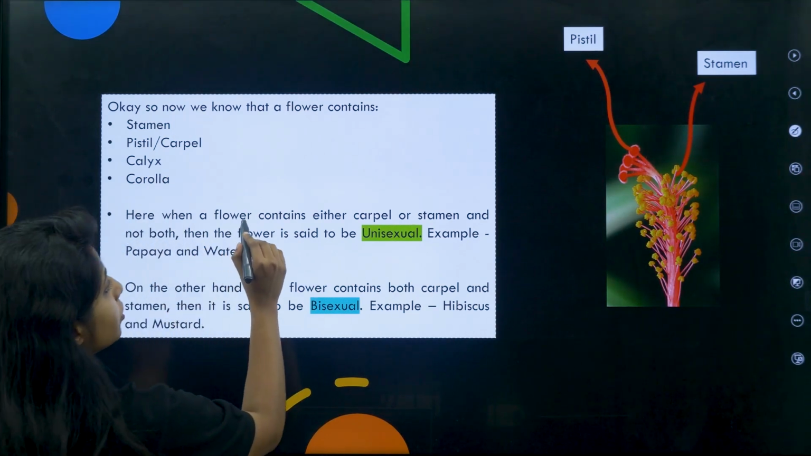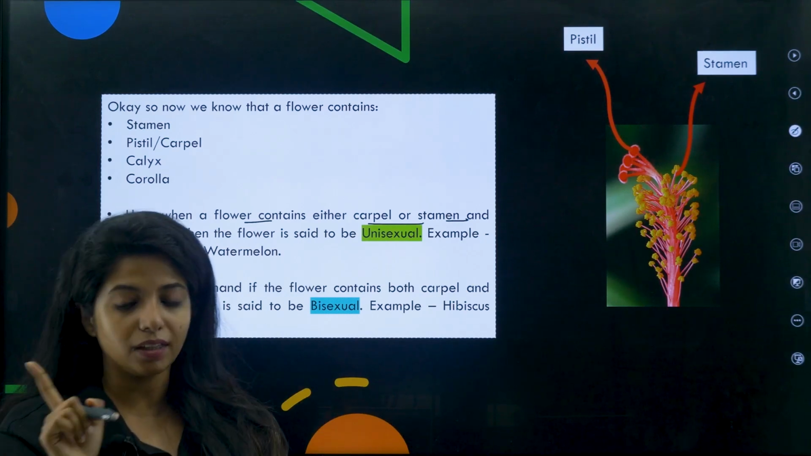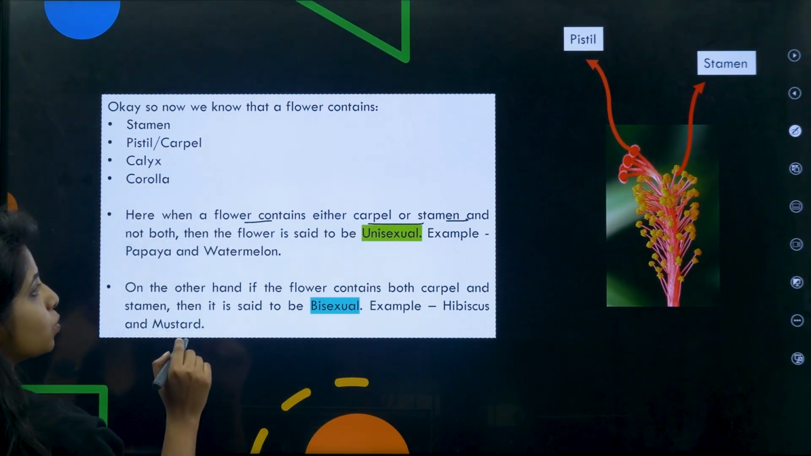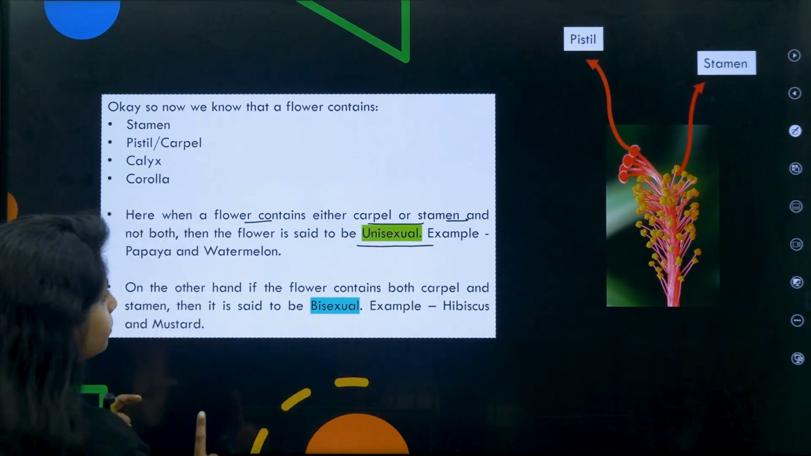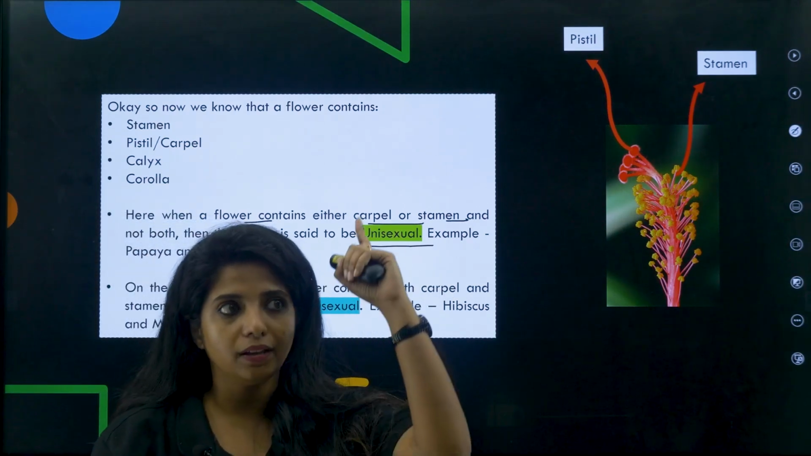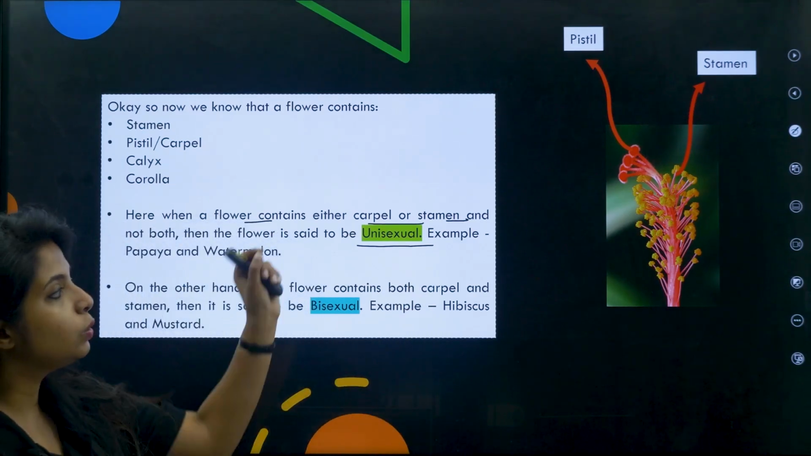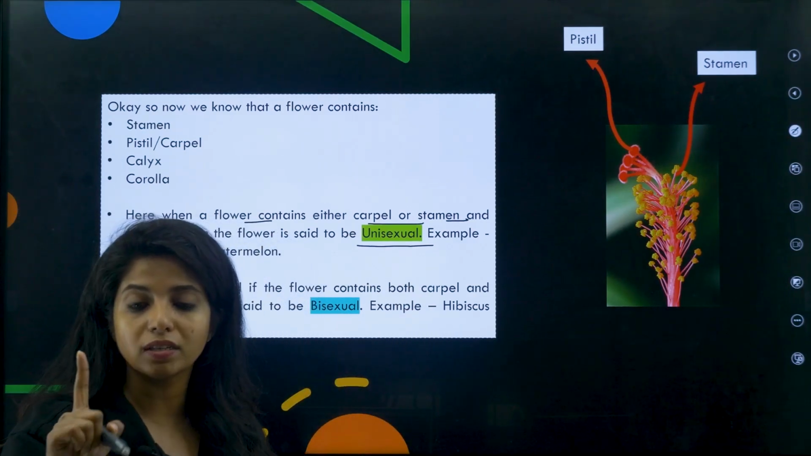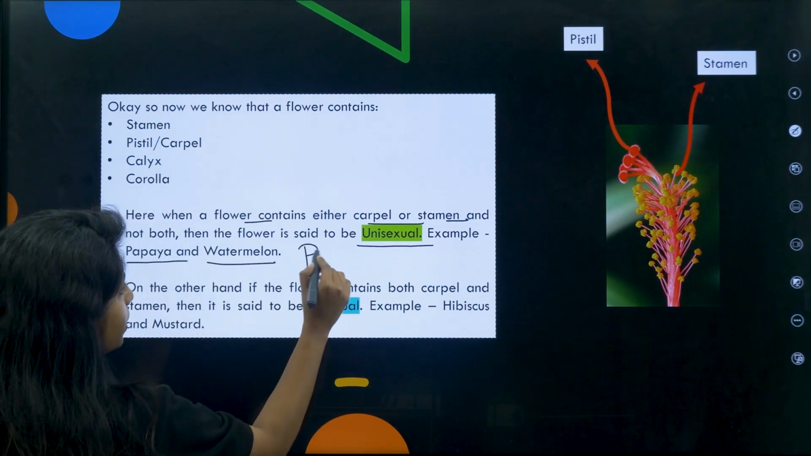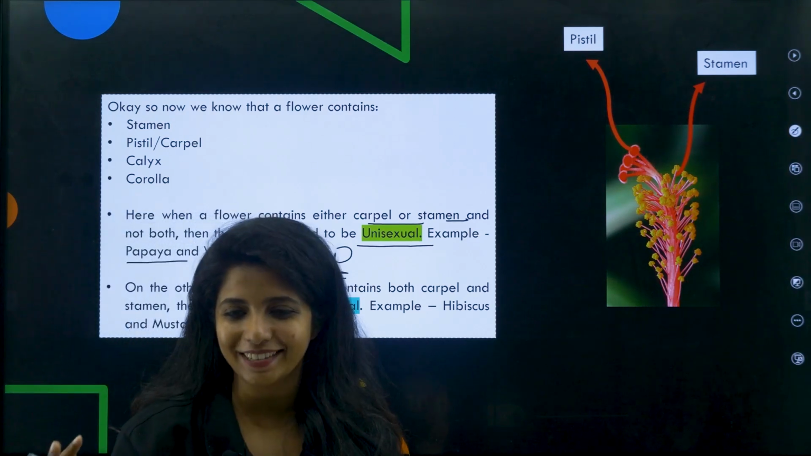Here, when a flower contains either carpel or stamen, that is only one, either androecium or gynoecium, this particular flower will be known as what? Unisexual. It is not containing both, it just has one. So the flower will be either having stamen or what? The carpel. Now this will be known as a unisexual flower, because obviously there is only one sexual organ over there. Example is papaya and watermelon. PW. Now you can think of PW as anything, but yes.